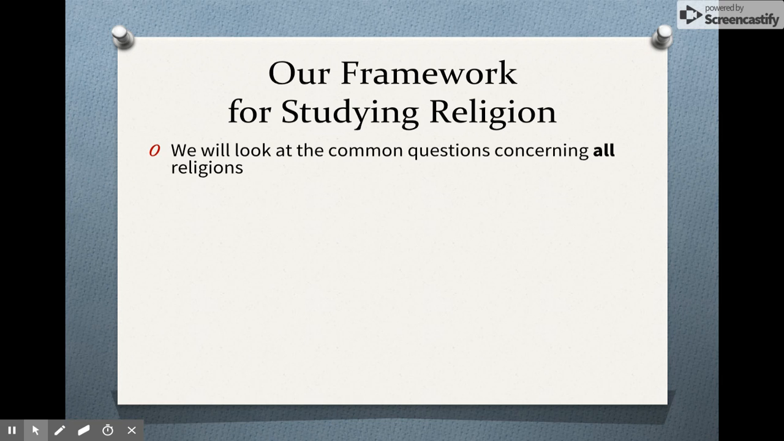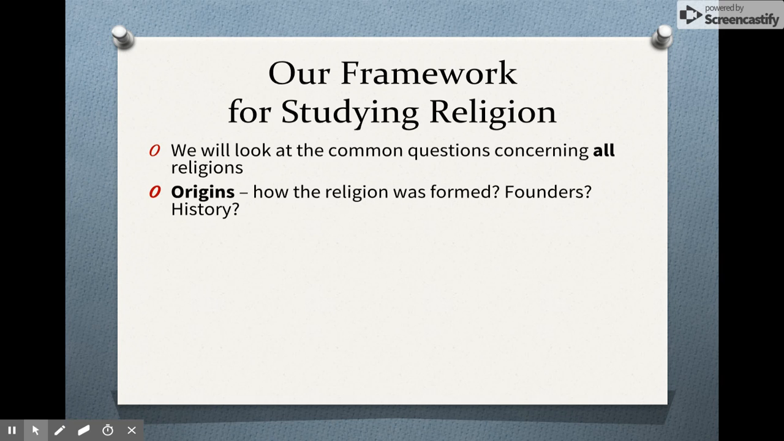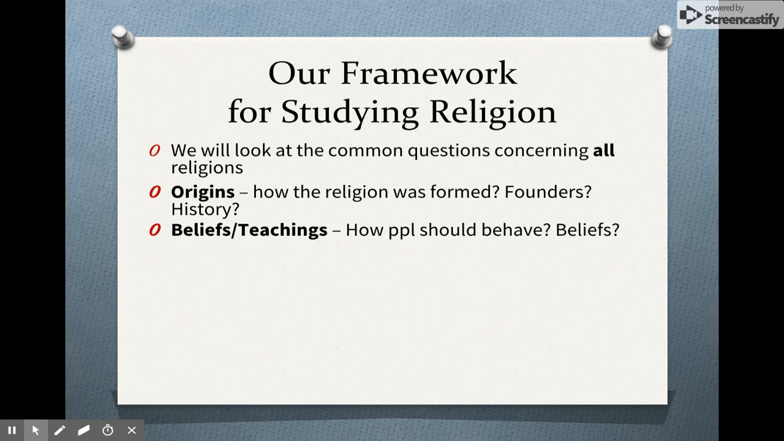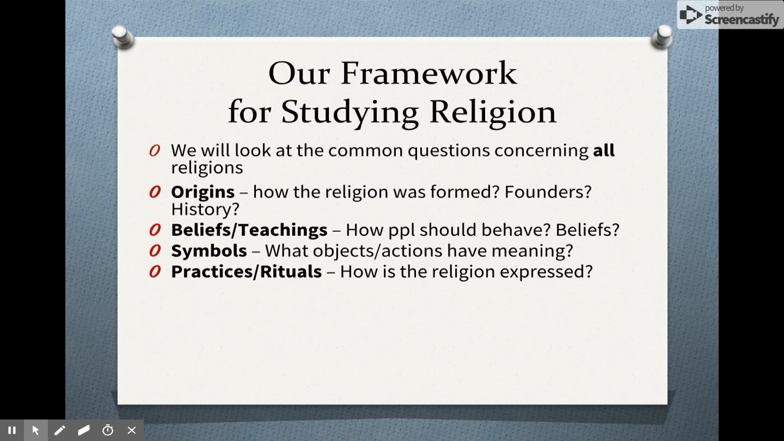So when we talk about a framework for studying religion, we're going to be looking at the common questions concerning all religions. These include things like the origins, so how the religion was formed, who the major founders are, how it has evolved over history. We look at the beliefs and teachings, how people should behave, what their beliefs are, what their major teachings are. We look at symbols, so the cross, for example, in Christianity, or the rosary. We look at these symbols and we ask what objects and actions have meaning in these religions. We also look at specific practices and rituals. So how is the religion expressed?